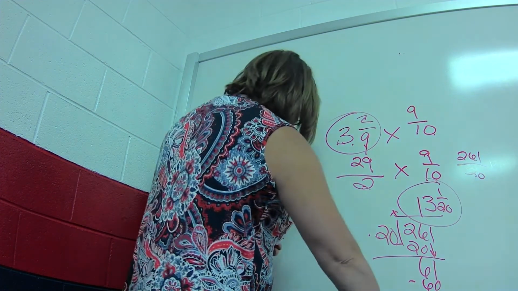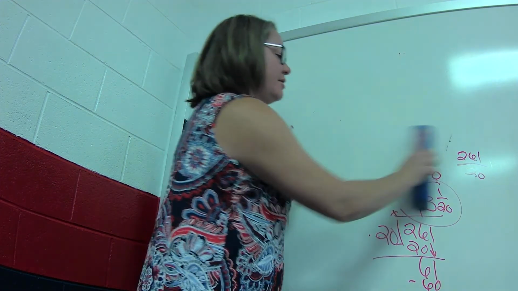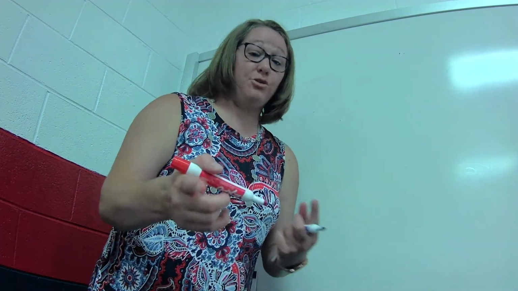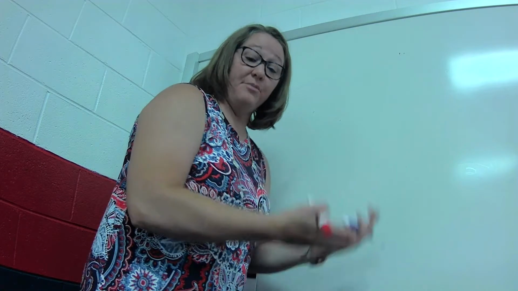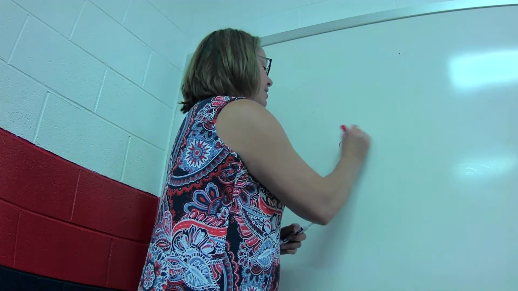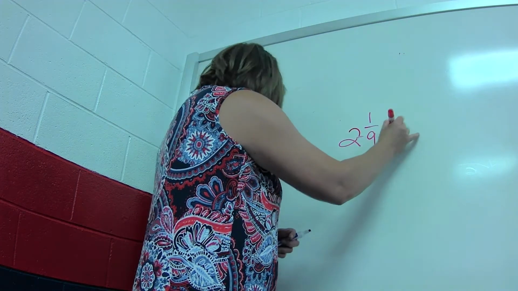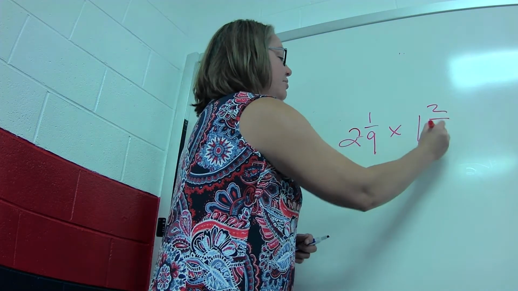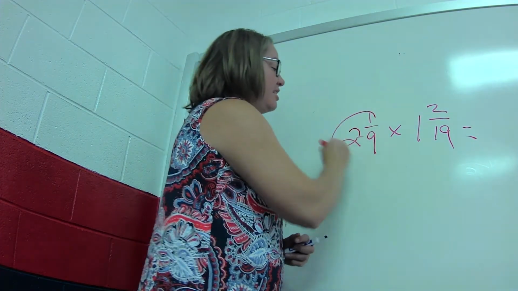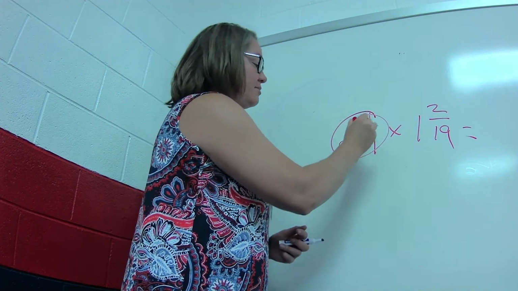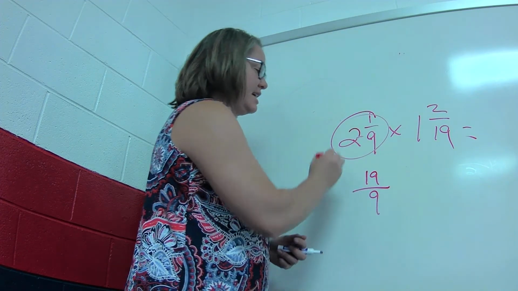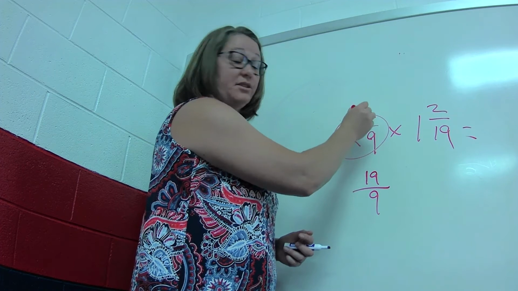Now I'm going to show you one more, and that's a mixed number times a mixed number. Well, see, we're multiplying fractions, Mrs. French. We are. So again, we're taking the mixed numbers, making them improper fractions. So let's try 2 and 1/9 times 1 and 2/19. All right, first we're going to change this one. 2 times 9 plus 1 gives us 19 over 9, because 2 times 9 is 18 plus 1.